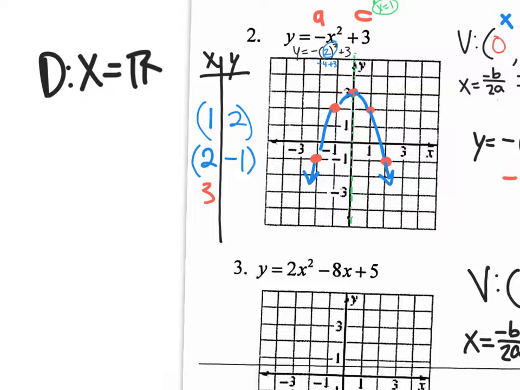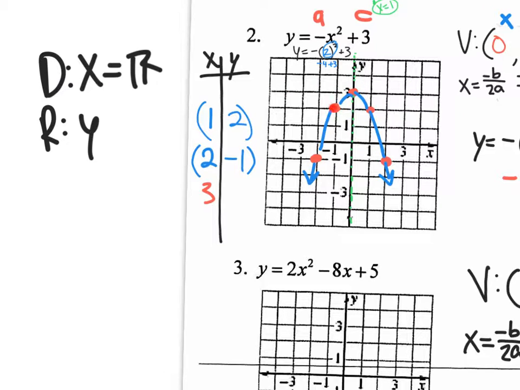Now the range, on the other hand, your range are your y values, okay? Now your y values are going up and down. Like this is the y value of 5. Does this graph exist at the y value of 5? Yes or no? Does the parabola ever touch the y value of 5? No. Does it ever touch the y value of 4? No. Does it touch the y value of 3? Yeah, it exists at the y value of 3.